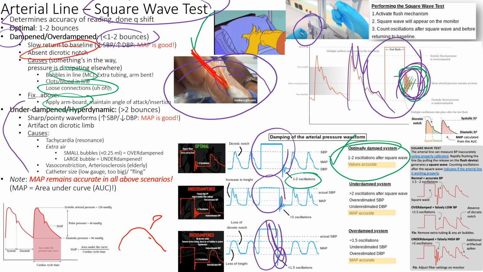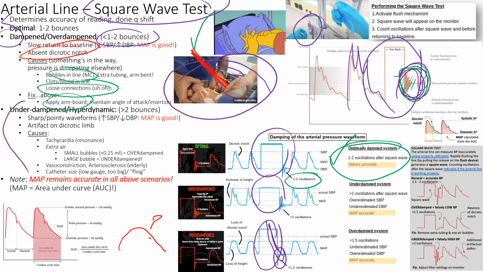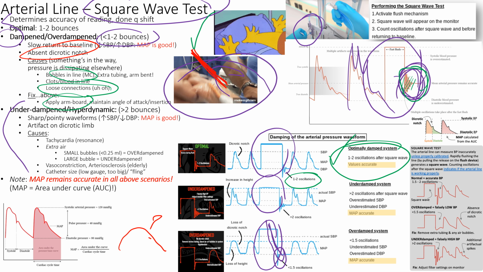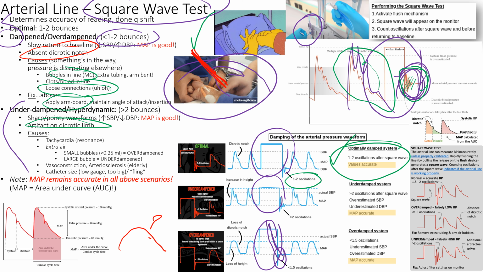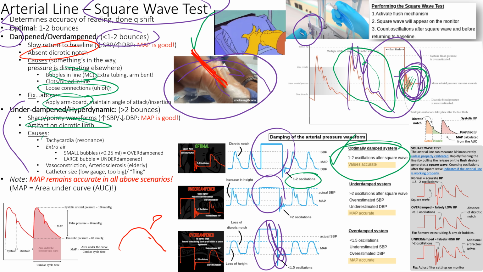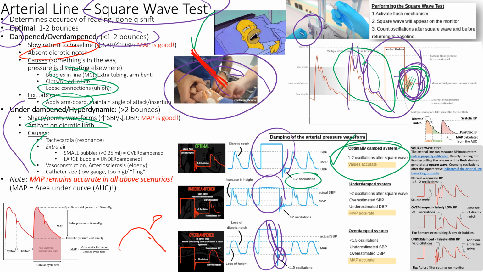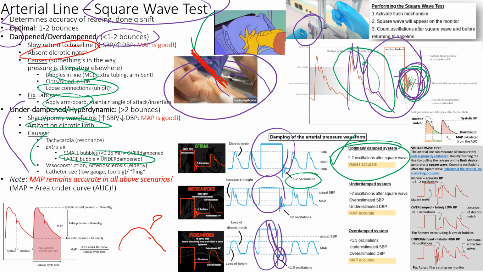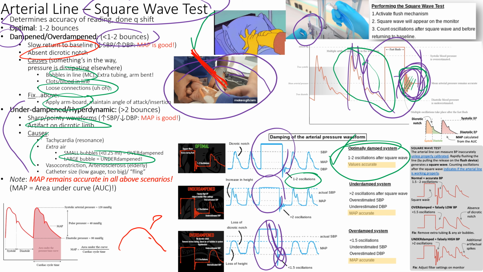Whereas if it's underdampened, that means it's not dampened. That means that it's very, very volatile to changes, right? So we might see a lot of artifact on that limb, like over here. We see all this extra stuff on the waveform. What causes this? Tachycardia can do it. A lot of air can cause it, right? So small bubbles get in the way and cause a dampened waveform, but a lot of bubbles can cause a hyperdynamic waveform as it rattles through the tubing.